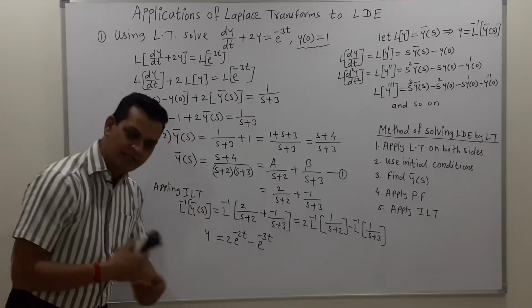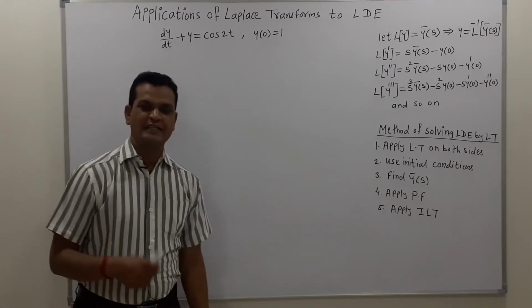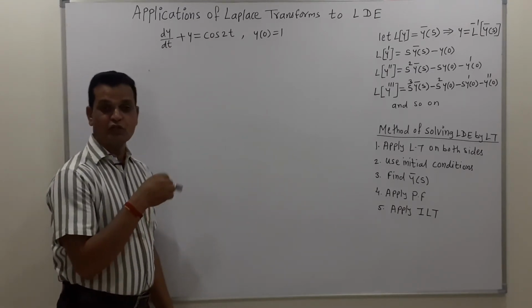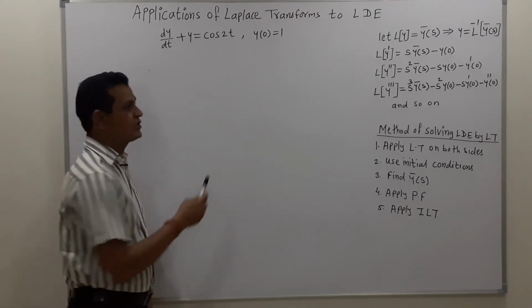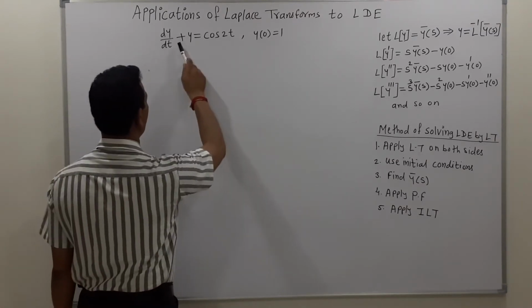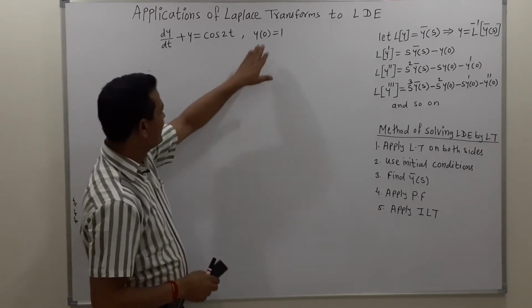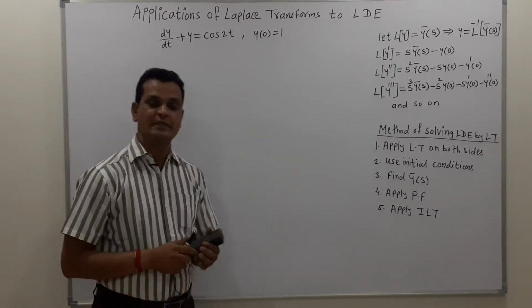Now friends, let's take the second example. So the second example is: solve the linear differential equation by Laplace transformation, dy by dt plus y is equal to cos of 2t, where the initial condition is y of 0 is 1.